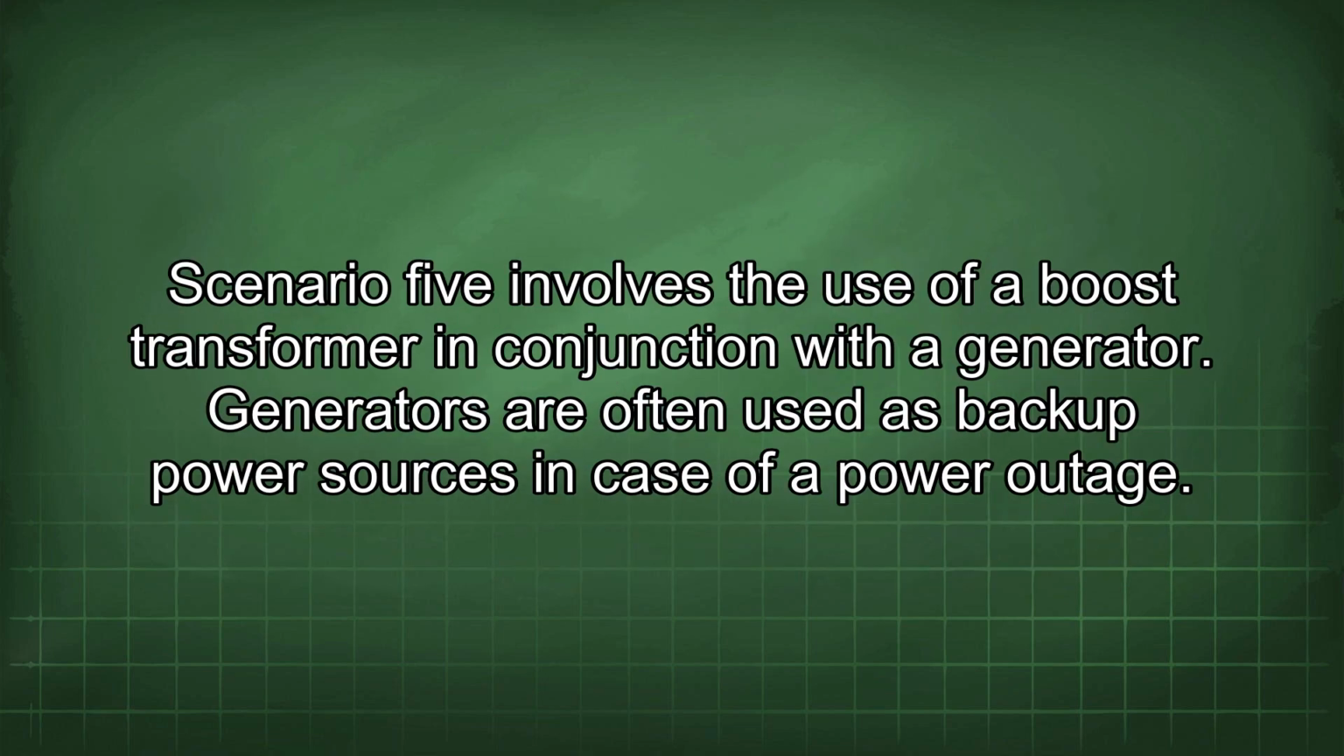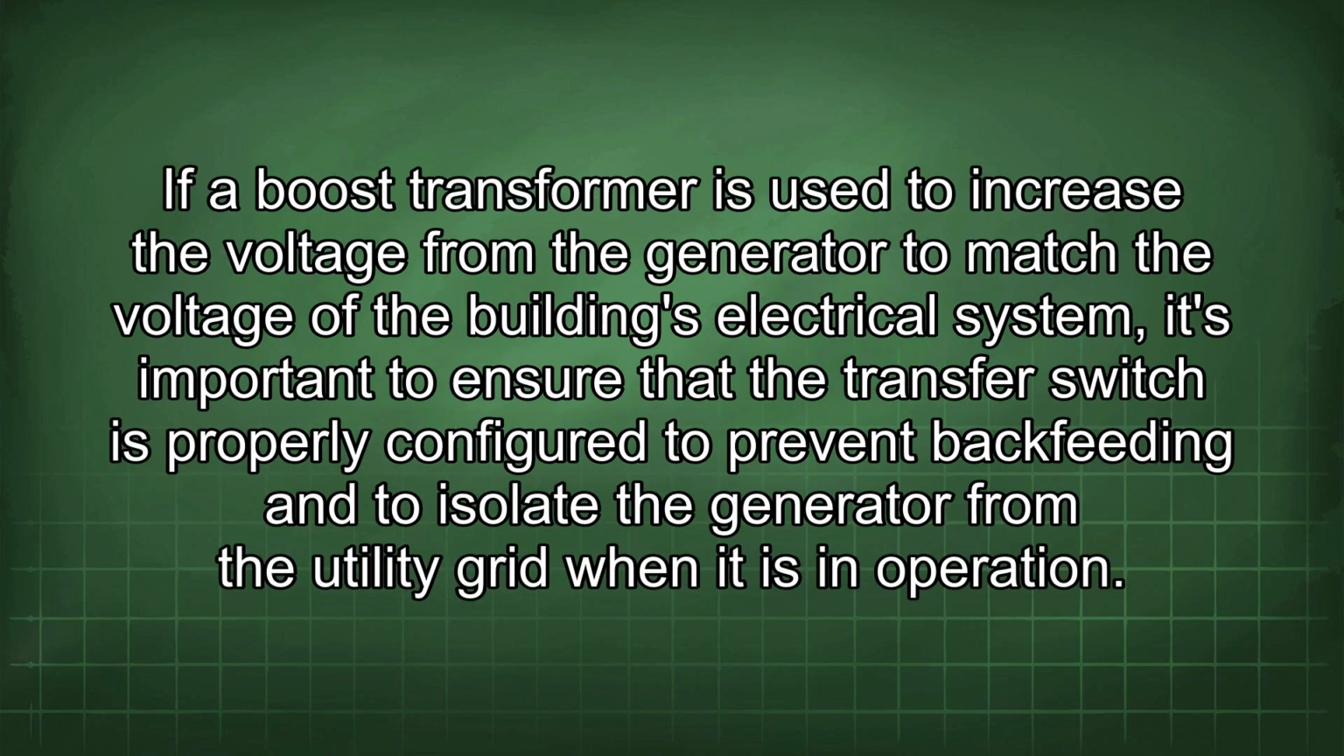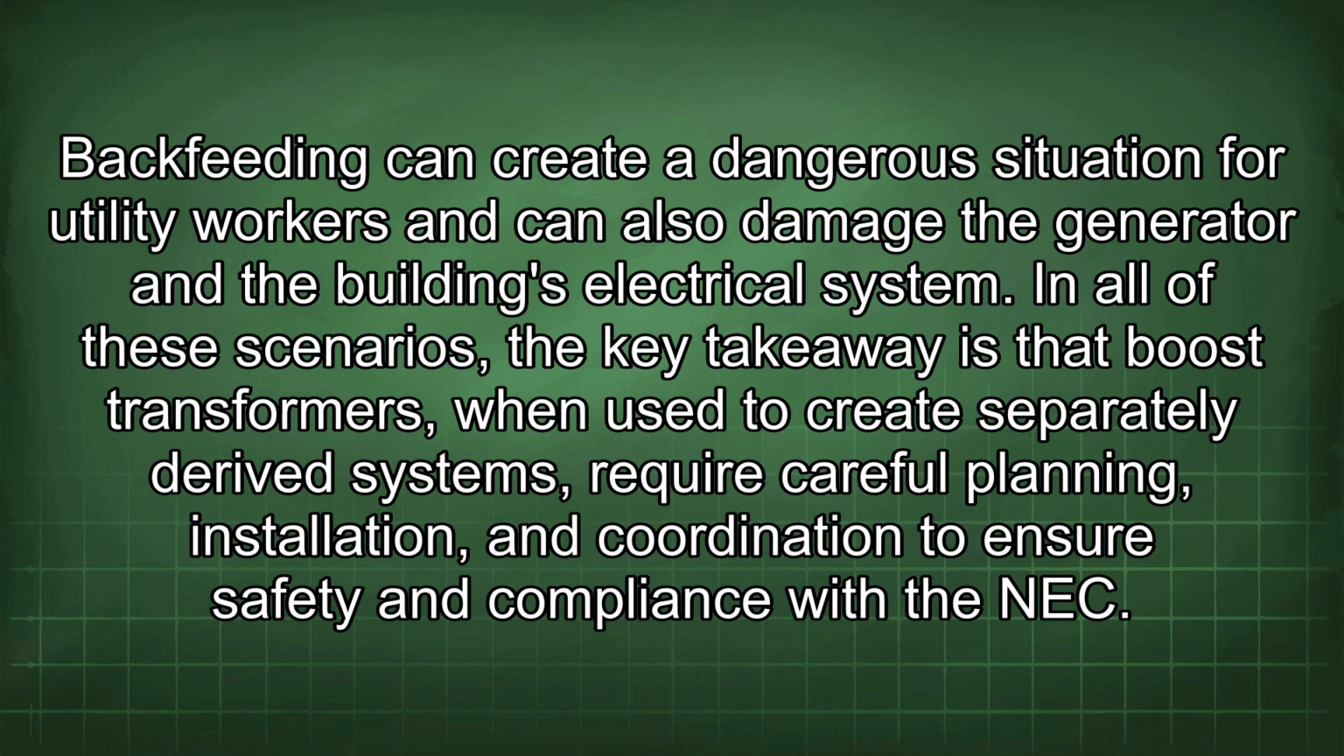Scenario 5 involves the use of a boost transformer in conjunction with a generator. Generators are often used as backup power sources in case of a power outage. If a boost transformer is used to increase the voltage from the generator to match the voltage of the building's electrical system, it's important to ensure that the transfer switch is properly configured to prevent backfeeding and to isolate the generator from the utility grid when it is in operation. Backfeeding can create a dangerous situation for utility workers and can also damage the generator and the building's electrical system.